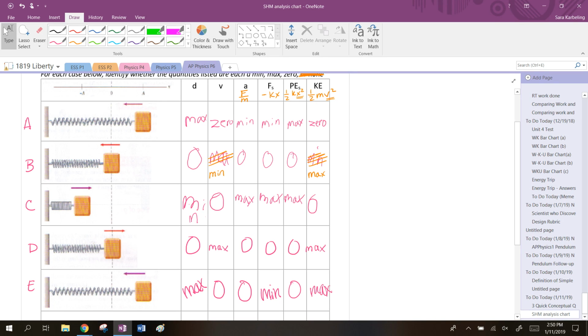So we got maximum, we got 0. This one's going to be actually a minimum. Acceleration is a minimum. And then you've got a minimum force. Let's see, displacement is at a maximum, so this is going to be max as well. Is that okay? No, I don't really understand that.